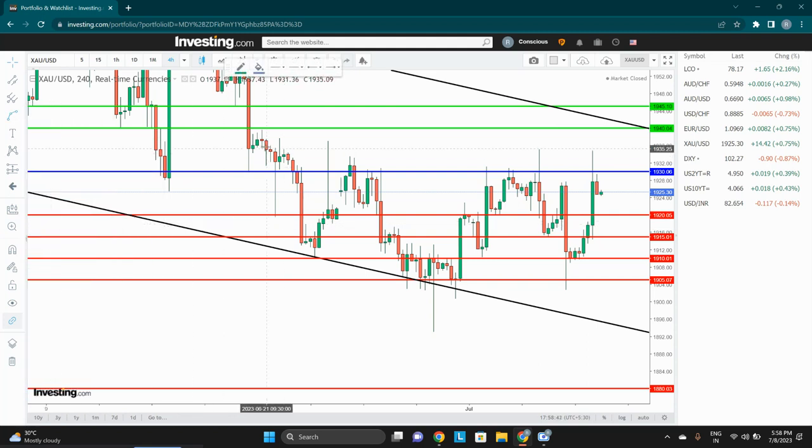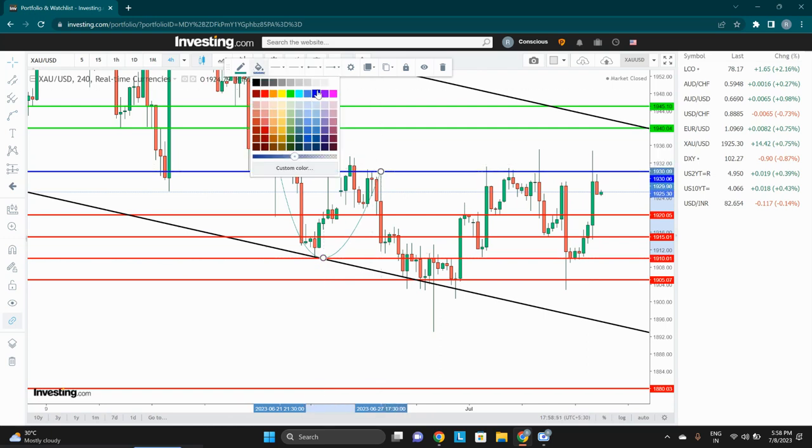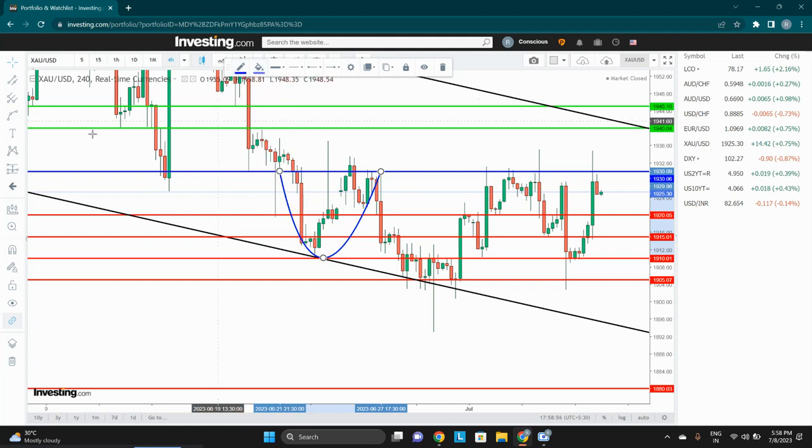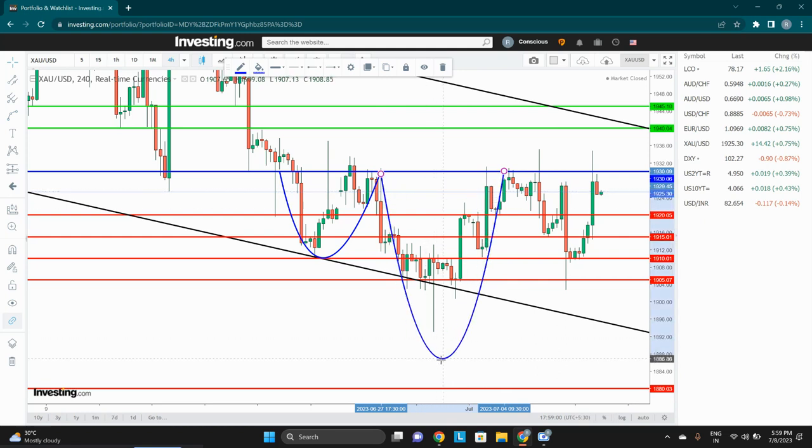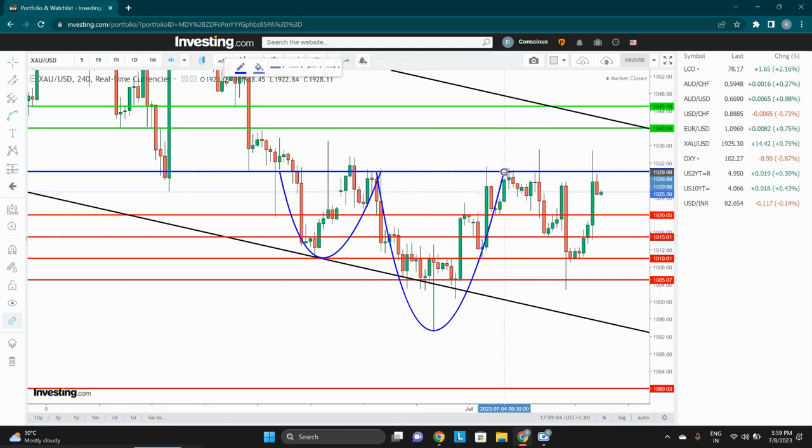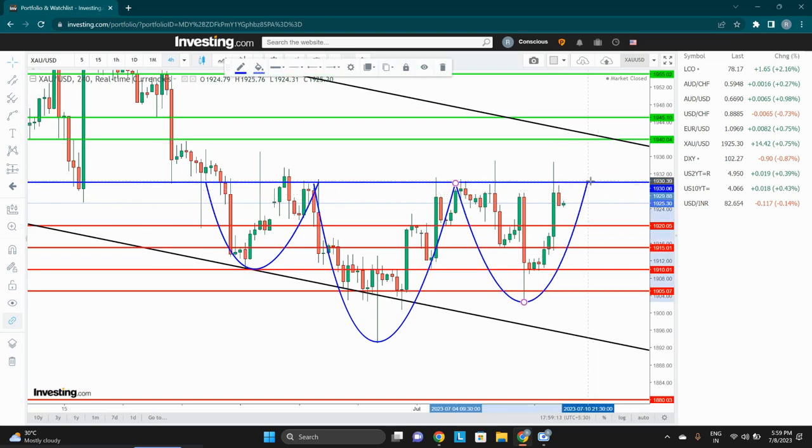Got it. So if you see, this is the left shoulder, I'll mark it in blue color. This is the head of the pattern, and again we have formed a shoulder, the right shoulder. So the pattern formation is completed.